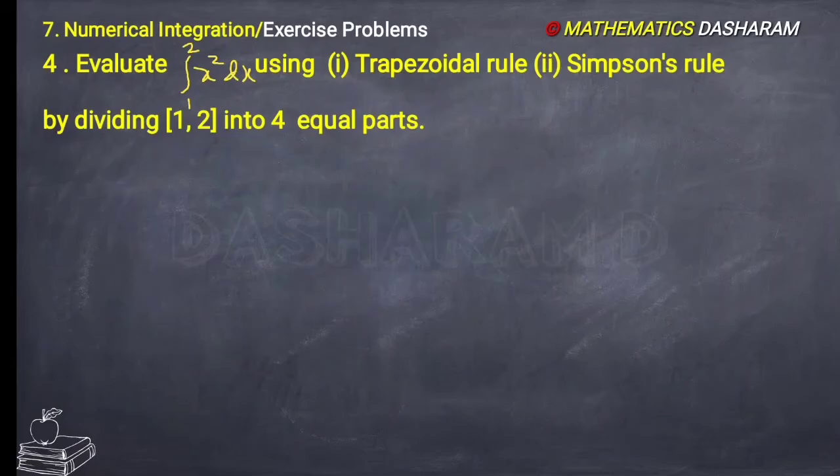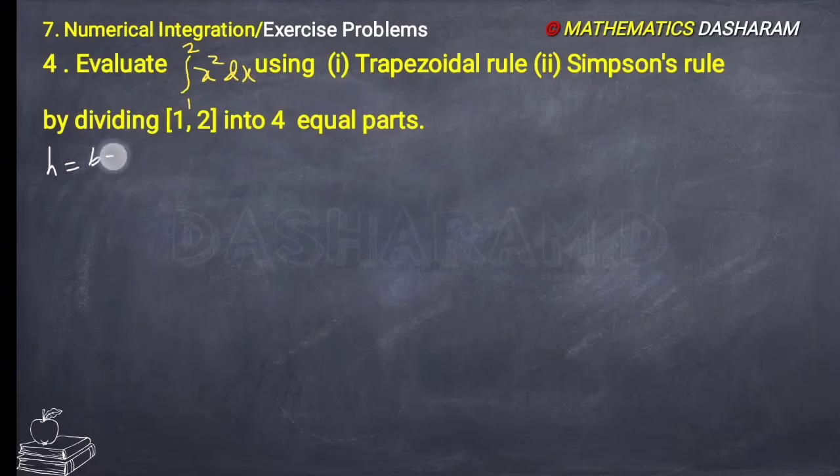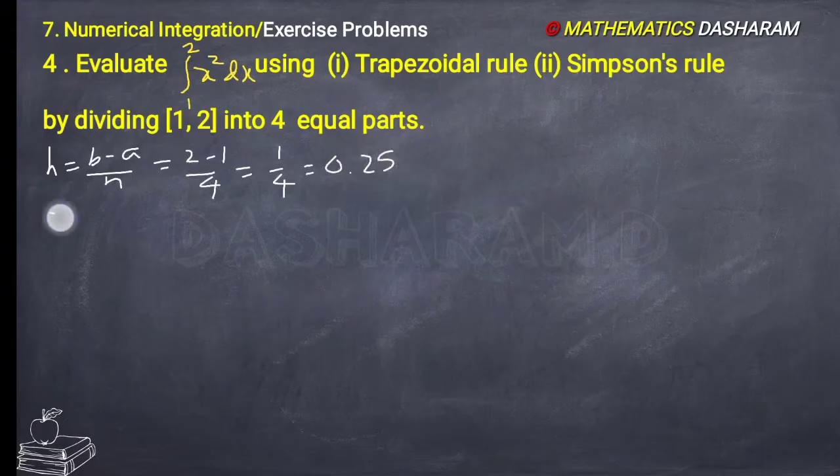Fourth question, evaluate integration 1 to 2 x square dx using trapezoidal and Simpson rule by dividing the interval 1 to 2 into 4 equal parts. So h equals b minus a divided by n. So 2 minus 1 divided by 4. 2 minus 1 is 1 by 4. It equals 0.25.